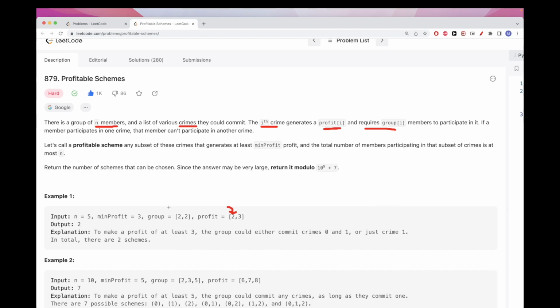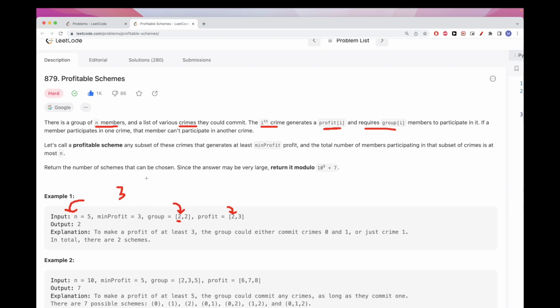Again, for crime 0, we need profit 0, so 2, and we need group 0 members, so we need 2 members out of this n to be able to commit that crime and get the profit. And the members can't participate in another crime, which basically means once you commit the crime at position 0, then you should subtract this 2 from this 5, and you would have only 3 members remaining, because they can't commit another crime.